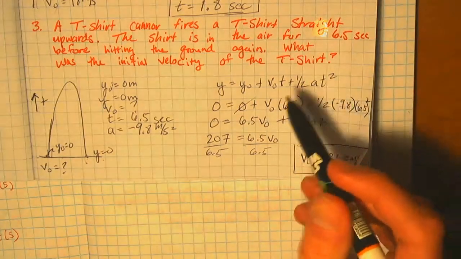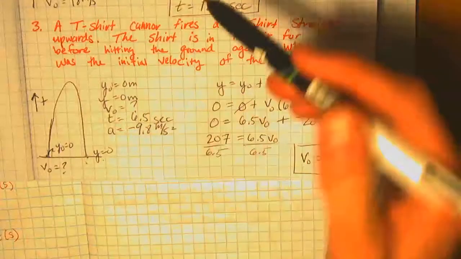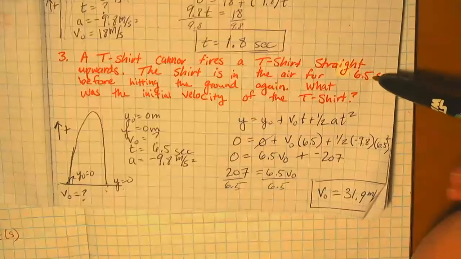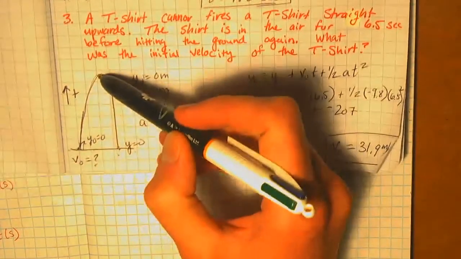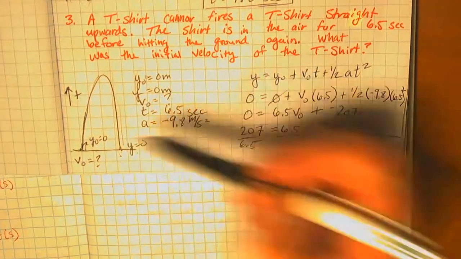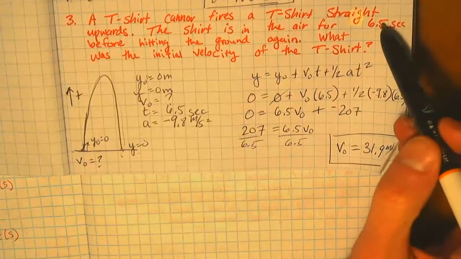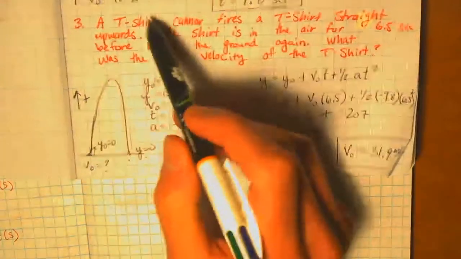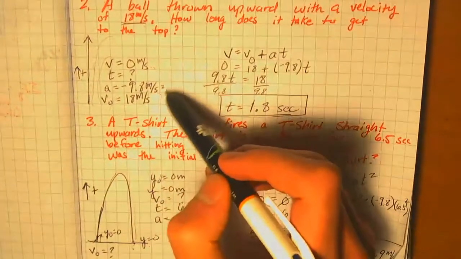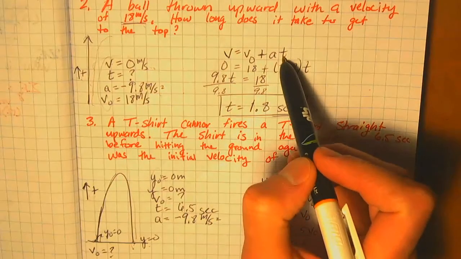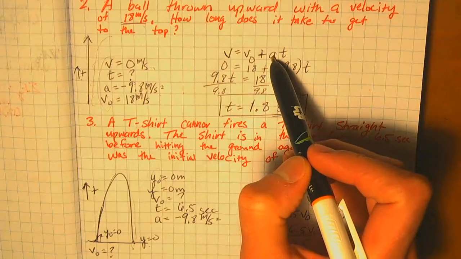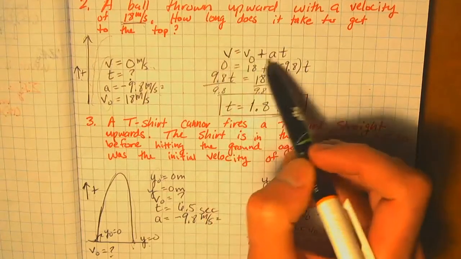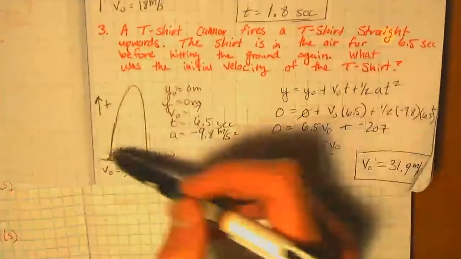Alternatively, another way to solve it would have been to use the same trick we used up here, where the final velocity is 0 and divide the time in half, because it spends half the time going up and the other half of the time going down. And so you could use 3.25 seconds and do the same trick we used for number 2, meaning use the v equals v naught plus a t equation, put in 3.25 seconds, final velocity is 0, acceleration would be negative 9.8. So it'd be basically the same problem as number 2.